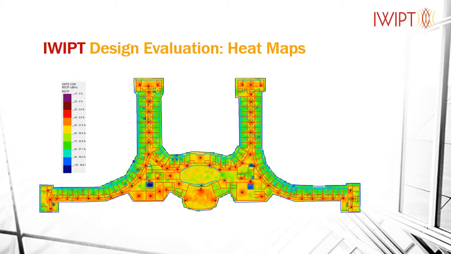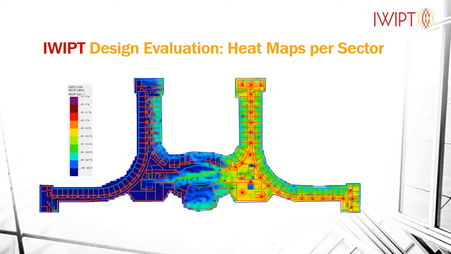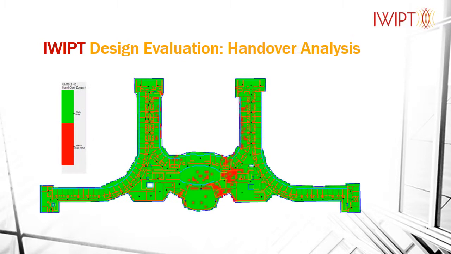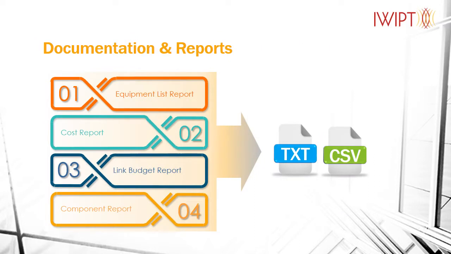IWIPT supports different views for design evaluation purposes. So you can either have a heat map for the indoor design. It is then possible to visualize the heat map for each sector within the network solution. It is also possible to display a best sector map. And finally, IWIPT also supports a view for handover analysis. Upon the conclusion of any design, it is possible to export an equipment list, a cost, a link budget, or a component report to a text file or a CSV file.